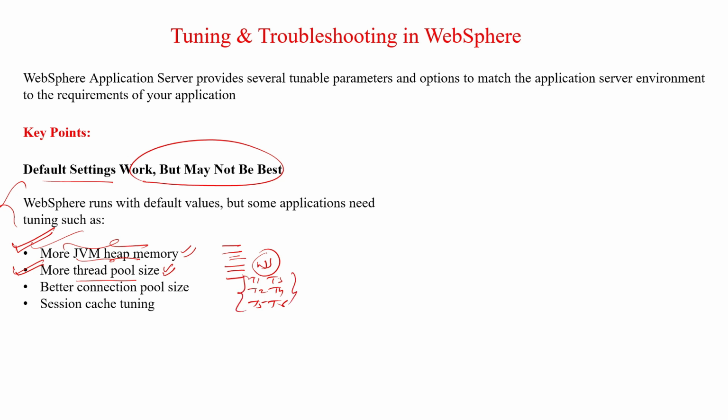That means you need to tune the threads as well. You need to tune your connection pool size. If your WebSphere is connecting to the database, for this connectivity we have the data source where we have the connection pool capacity. This connection pool capacity defines how many concurrent connections you can create to the database, that means how many concurrent connections your application can make to the database. This depends on your connection pool size.